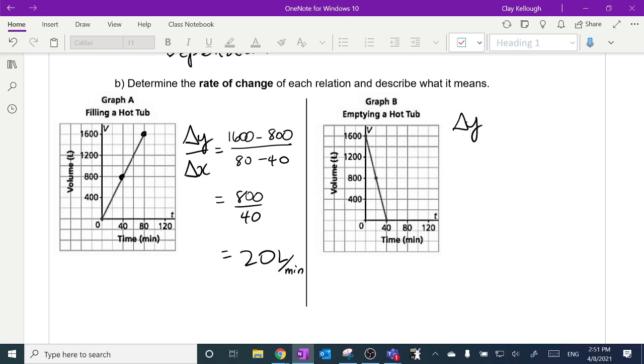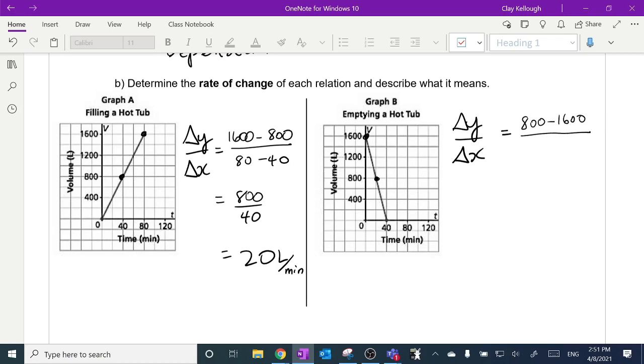Delta y over delta x. Now careful here. I have to count from left to right. I read from left to right, math's no different. So if this is my second point and this is my first point, my height change is 800 minus 1,600, which is going to give me what kind of a number? Negative. It's going to give me a negative. And you learned in grade 9 that when lines are going downward, the slope should be negative.